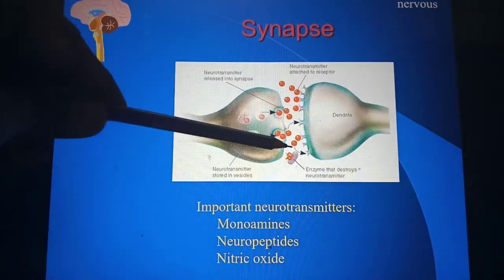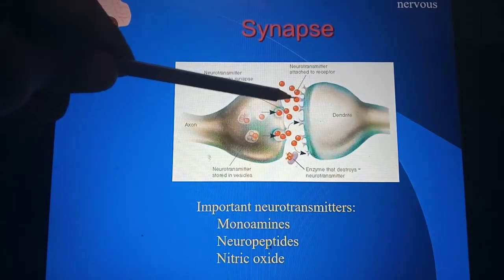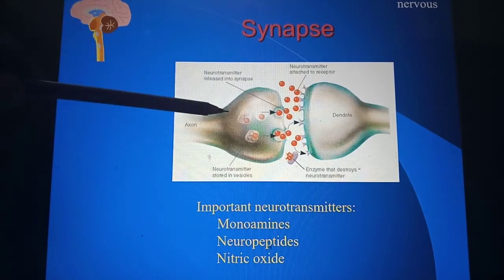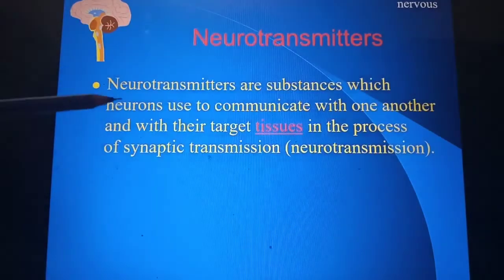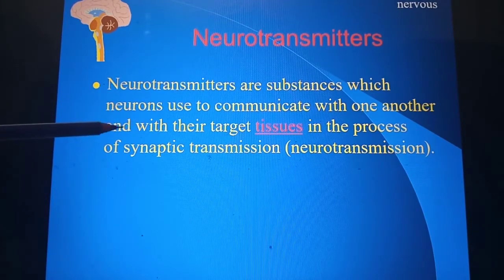So this is synaptic transmission. Transmission happens in the synapse. That's why it's called synaptic transmission. These substances, neurotransmitters, communicate with one another and with the target tissue, and that is how transmission of the impulses happens. I've been telling you from day one about how information goes through the nerves. So this is the method in which the information goes through the nerves. So this is the basic anatomy and physiology.